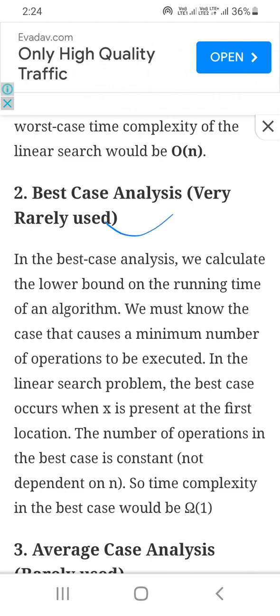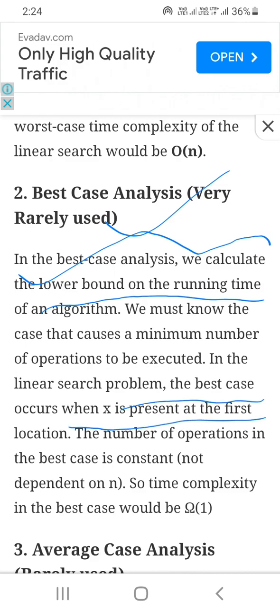Best case analysis, so this is omega notation. In the best case analysis, we calculate the lower bound on the running time of an algorithm. We must know the case that causes the minimum number of operations to be executed. In the linear search problem, the best case occurs when x is present in the first location. The number of operations in the best case is constant, so the time complexity in the best case would be omega of 1.